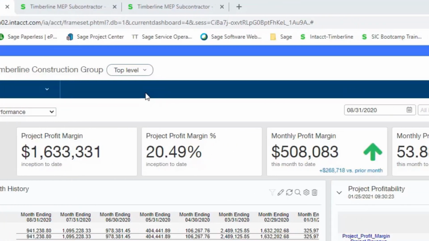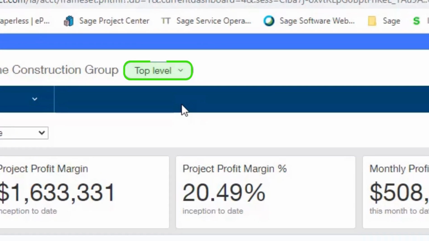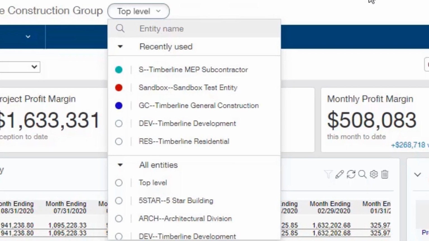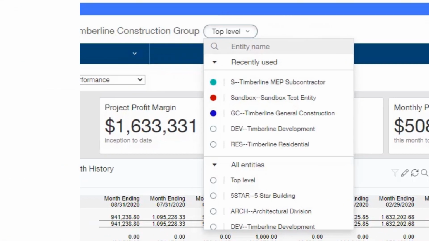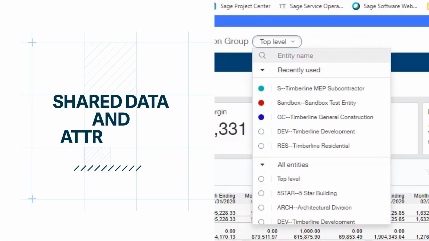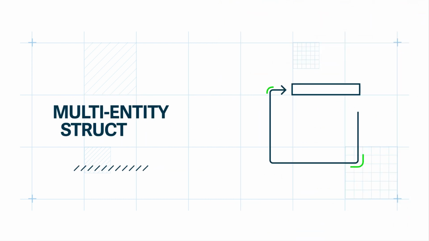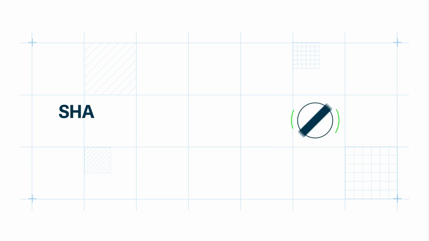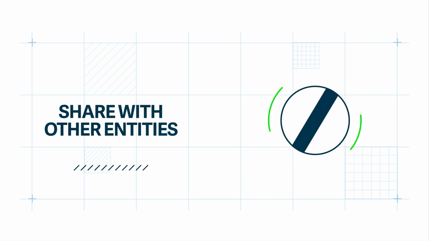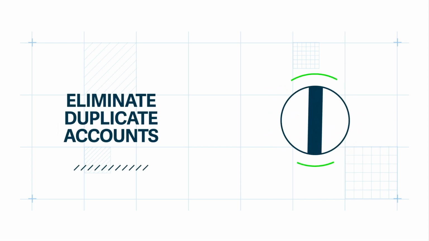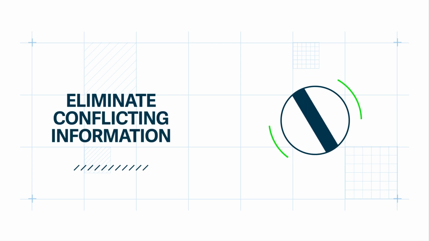At the top of the drop-down list, we see an entity titled Top Level. Underneath is a list of all other entities we manage. Each of these entities can be managed independently, or we can share the data and attributes with some or all other entities if needed. This multi-entity structure allows us to establish a common vendor or customer file, or even a general ledger chart of accounts at the top level. We can then share those files with other entities, which allow us to eliminate duplicate accounts or any conflicting information.